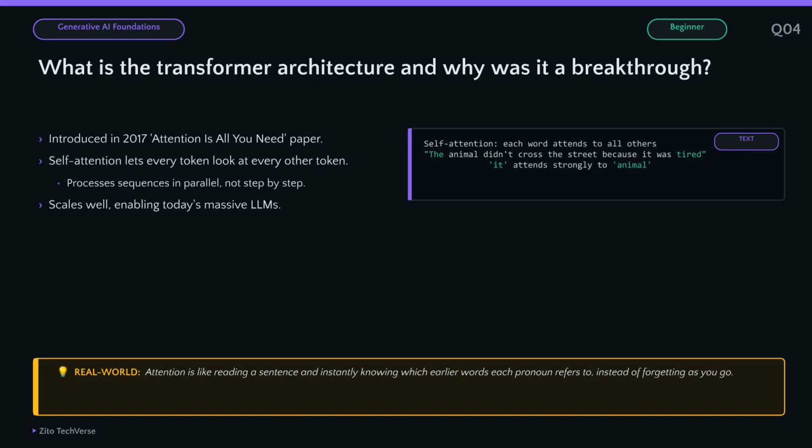Question 4. What is the transformer architecture? Introduced in 2017, the transformer replaced sequential processing with self-attention, allowing models to process entire sequences in parallel and capture complex relationships between tokens, which enabled the modern LLM revolution.